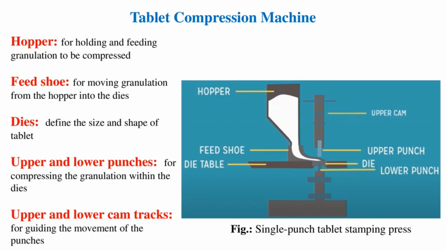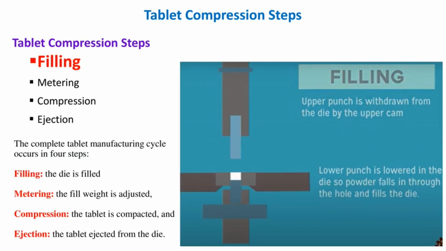Figure: single punch tablet stamping press. Tablet compression steps: filling, metering, compression, ejection, the complete tablet. The manufacturing cycle occurs in 4 steps: filling, the die is filled; metering, the fill weight is adjusted; compression, the tablet is compacted; and ejection, the tablet is ejected from the die.